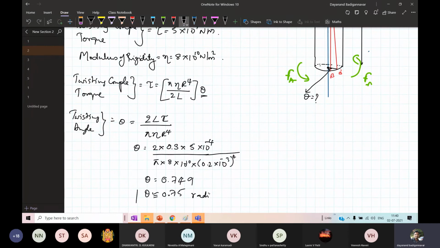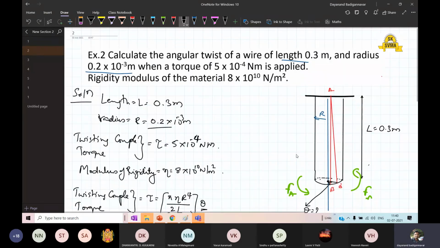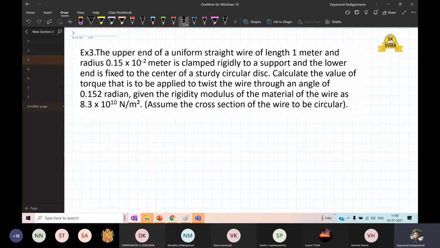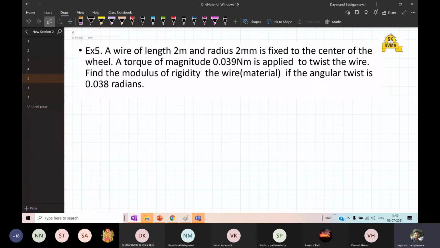Now the twisting they have given is in terms of radians. Keep in mind, always represent the angle in terms of radians only. This is the third one, so let us go for the next problem. Have you taken down this, students? Okay, fine. This one is very lengthy, so I'm not advising that one. Go for this one.